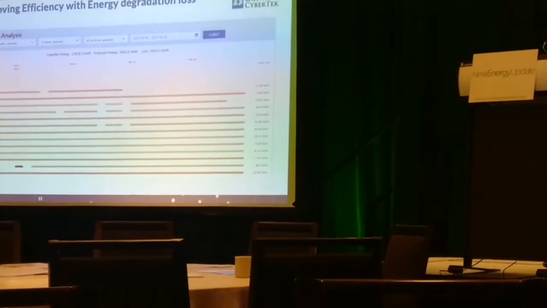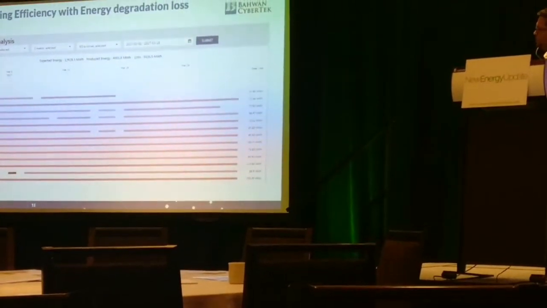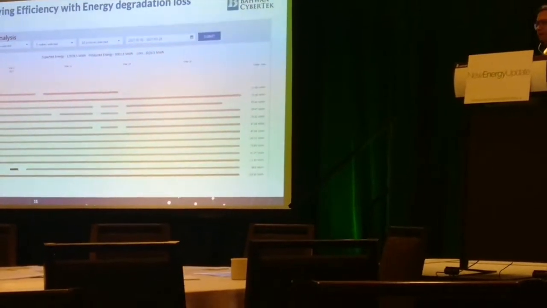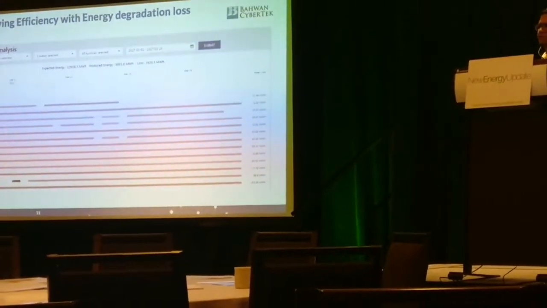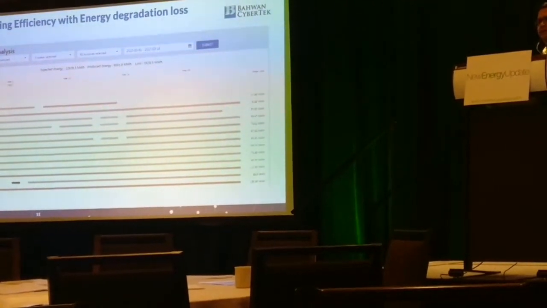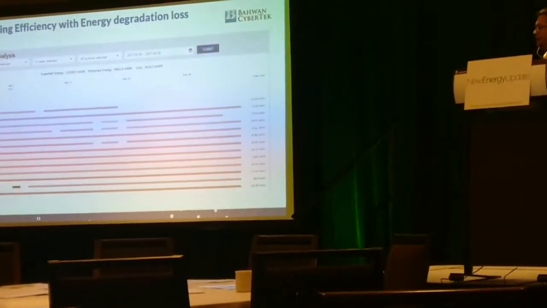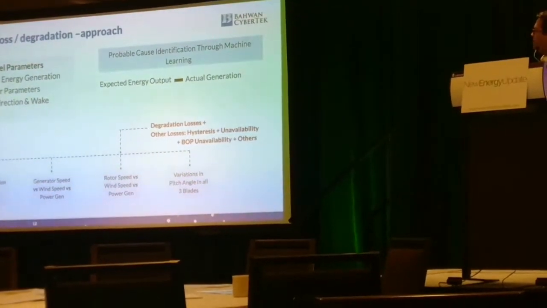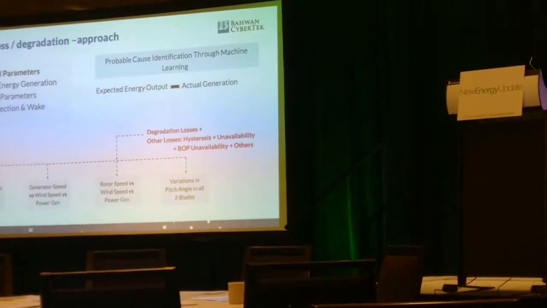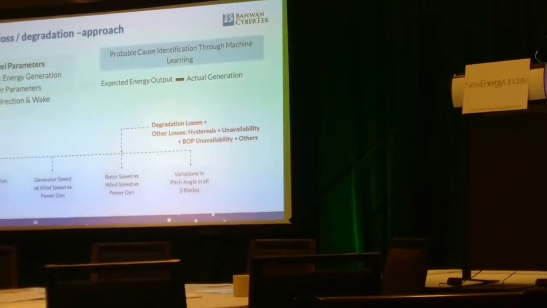Then comes the energy loss tracking. We compute what is the expected energy that is supposed to be generated by a turbine at any given point of time, and find out what is the difference between what it has generated, and uses reasons for why this loss has occurred, accounted to the component level. So this is the kind of approach that we take, pretty much summarized in the earlier discussion that we had.